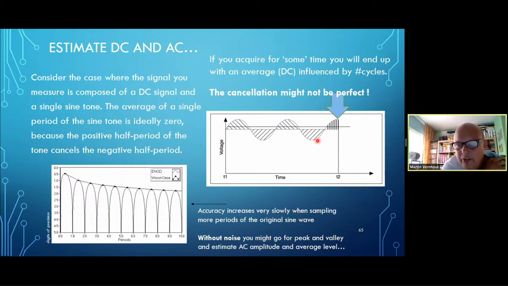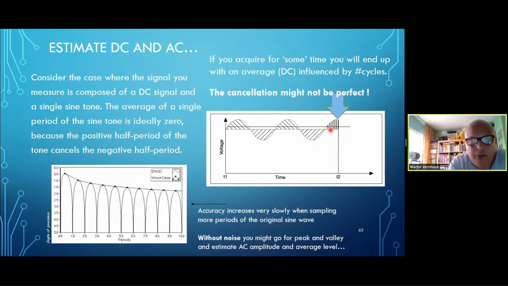And you can understand that if you collect a lot of samples between time step 1 and time step 2, and you sum all those values and divide by the number of samples you've taken, you get an average value. That's the definition of an average. But because that sine is strongly going more positive than your average and lower than your average, that average is actually influenced by how you start and end.